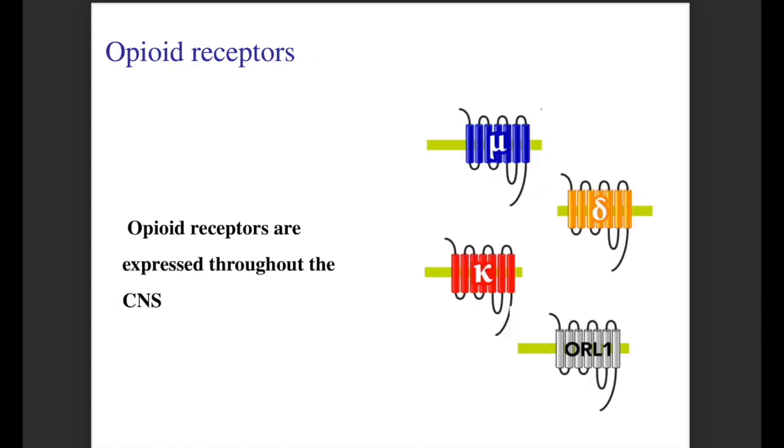Opioid receptors. Opioid receptors are expressed throughout the central nervous system. To date, there are 4 different types of opioid receptors: the mu receptor, delta receptor, kappa receptor, and nociceptin-like-1 receptor. Fentanyl binds especially to mu receptors.